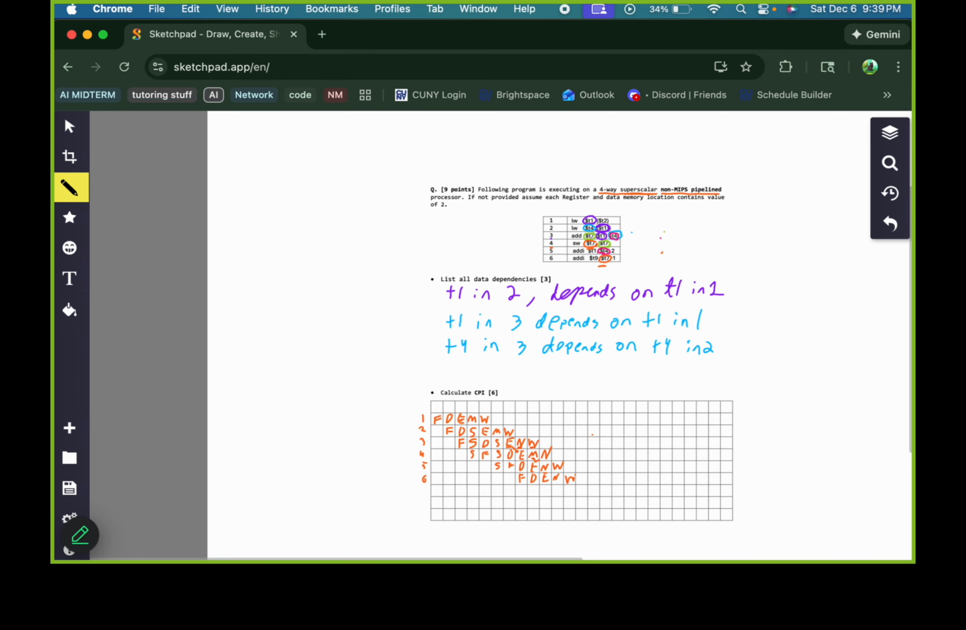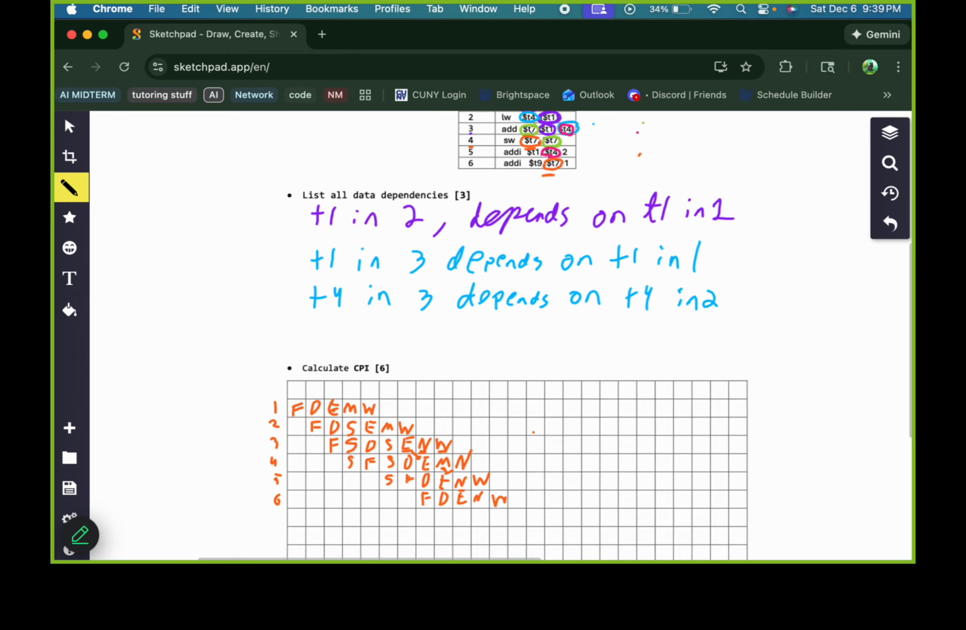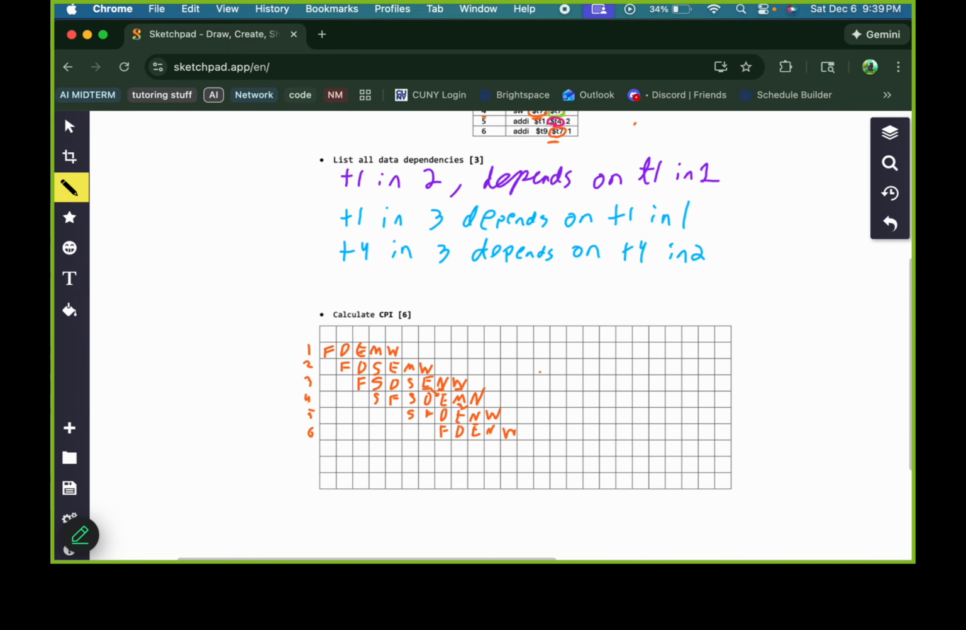Okay. That is going to be for our regular scalar. That's what we're used to. Now we want to do superscalar. Superscalar with MIPS and without MIPS are pretty much the same thing, so I'm only going to do one in the essence of time.